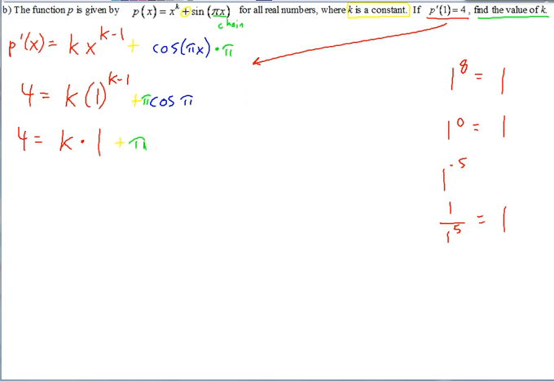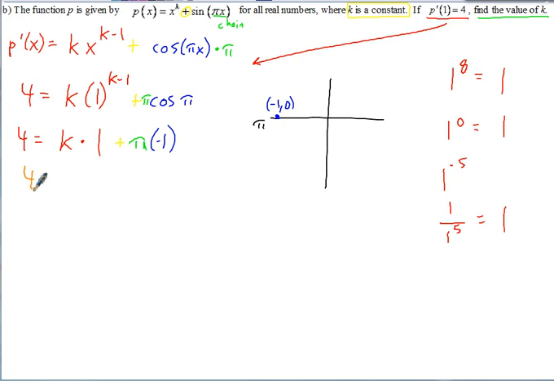Well, this is in our unit circle here. Pi is right over here at 180 degrees. And cosine represents the x-coordinate, which is negative 1. That'll be times negative 1. Cosine of pi.